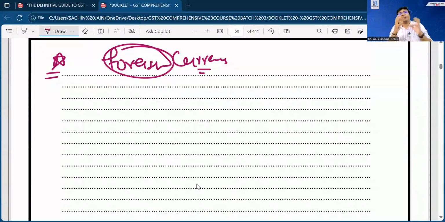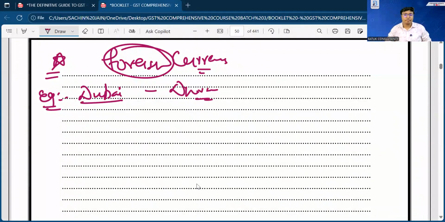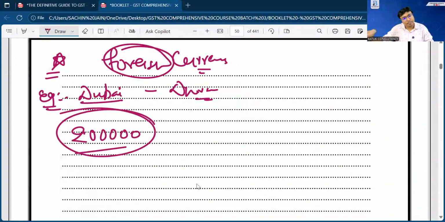So suppose, just for example, I am visiting Dubai, so I require dirham. I have Indian currency INR and I am visiting Dubai. At that point of time, only dirham will be workable. So I am going to visit the bank's forex department for converting the INR into the foreign currency, that is dirham. I have provided 2 lakh rupees to the bank, and the bank has given me dirham.